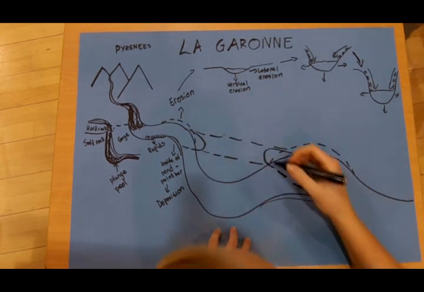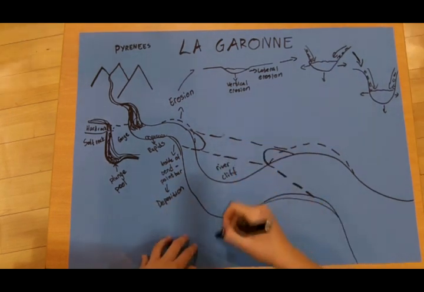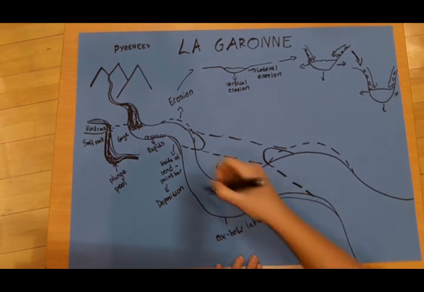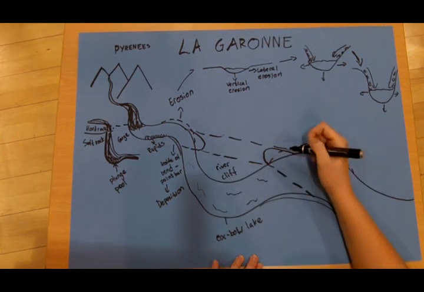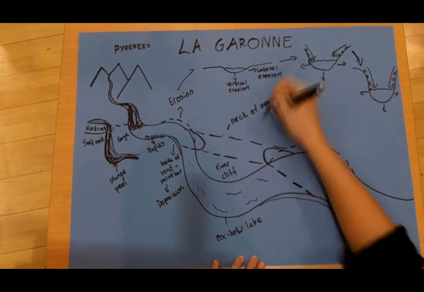After a long time, the meanders erode more and more into the neck of the meanders, and this causes the river to cut through. When this happens, the river will take the straight course. Deposition will eventually block off the old meander, leaving an oxbow lake. The oxbow lake will gradually dry up.